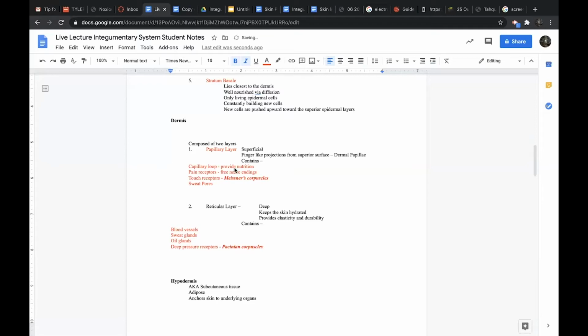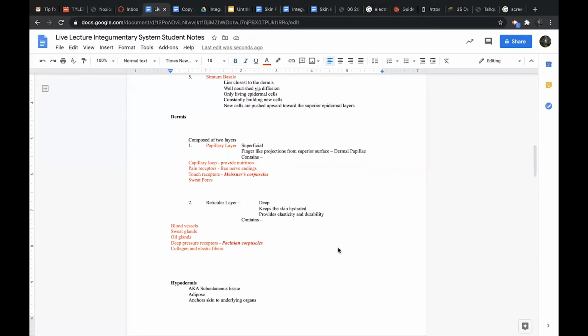Okay, so these two terms, the touch receptors are called Meissner's corpuscles. The deep pressure receptors are the Pacinian corpuscles. And it contains collagen and elastic fibers. So that's it for the dermis.